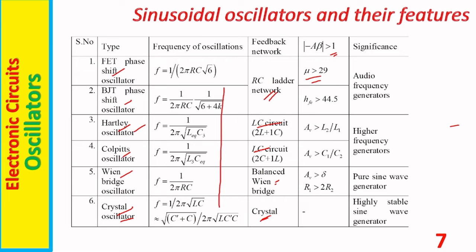Similarly, in case of Hartley oscillator, Colpitts oscillator, Wien bridge oscillator, crystal oscillator, how does this loop gain magnitude slightly more than 1 get translated into these structures? This information is provided. In the last column, the significance or importance of various oscillators is given. Phase shift oscillators are audio frequency generators. Hartley and Colpitts are high frequency generators. Wien bridge oscillator is a pure sine wave generator, whereas crystal oscillators are well known for stability.